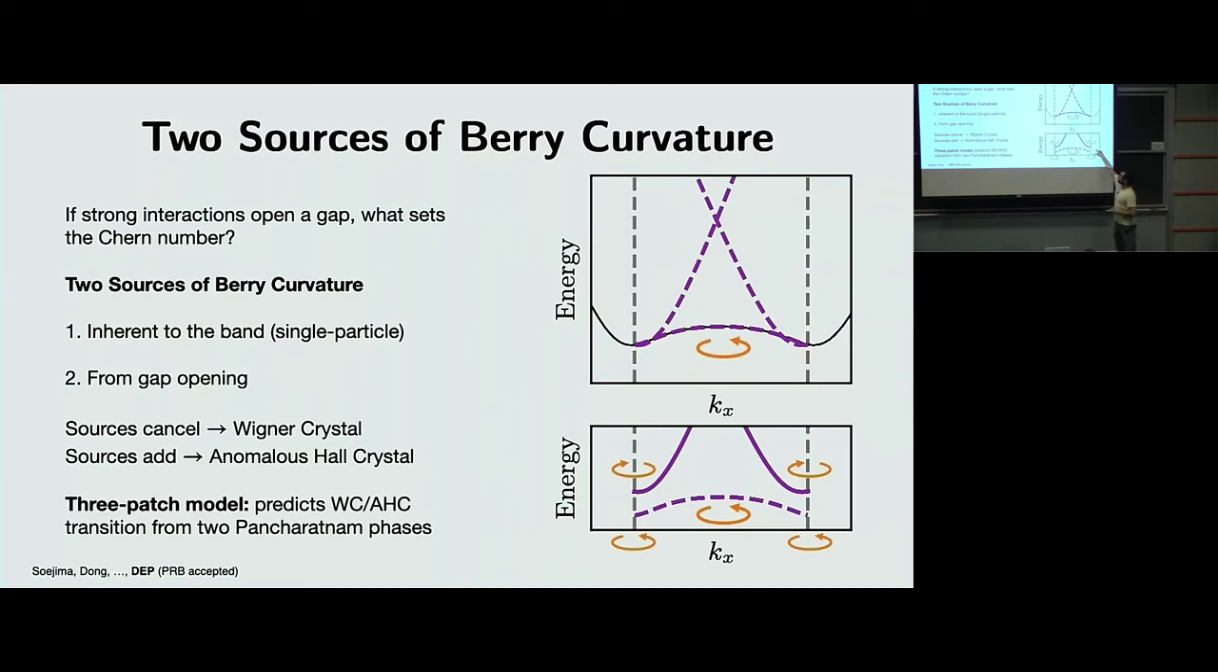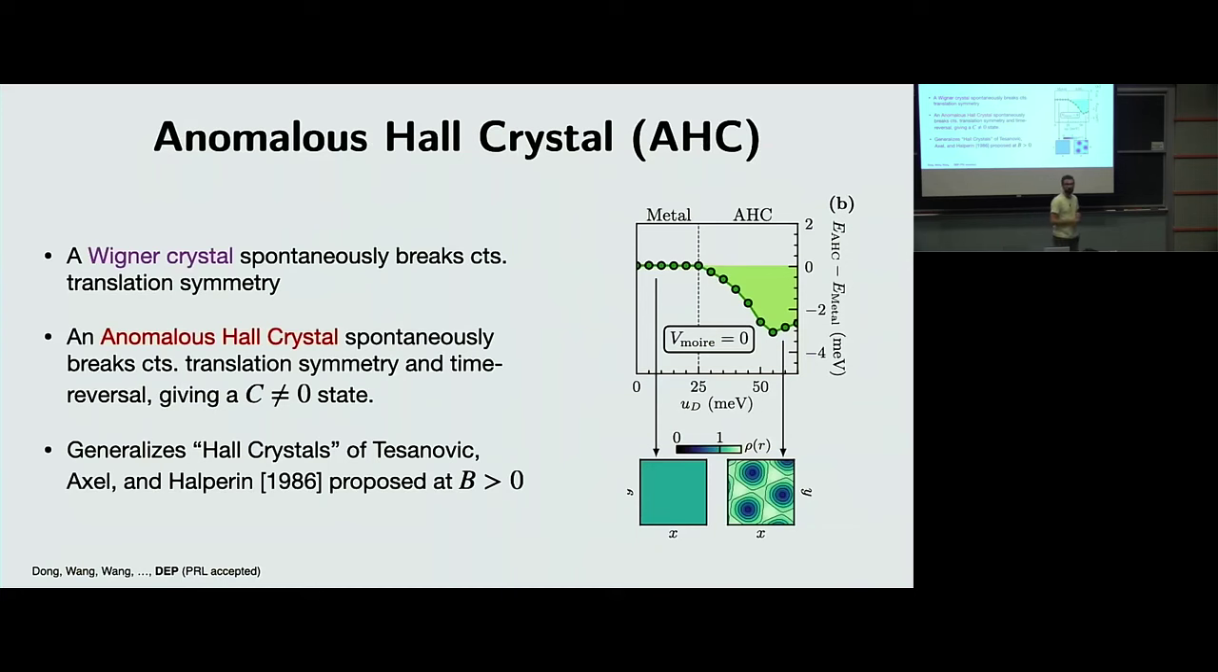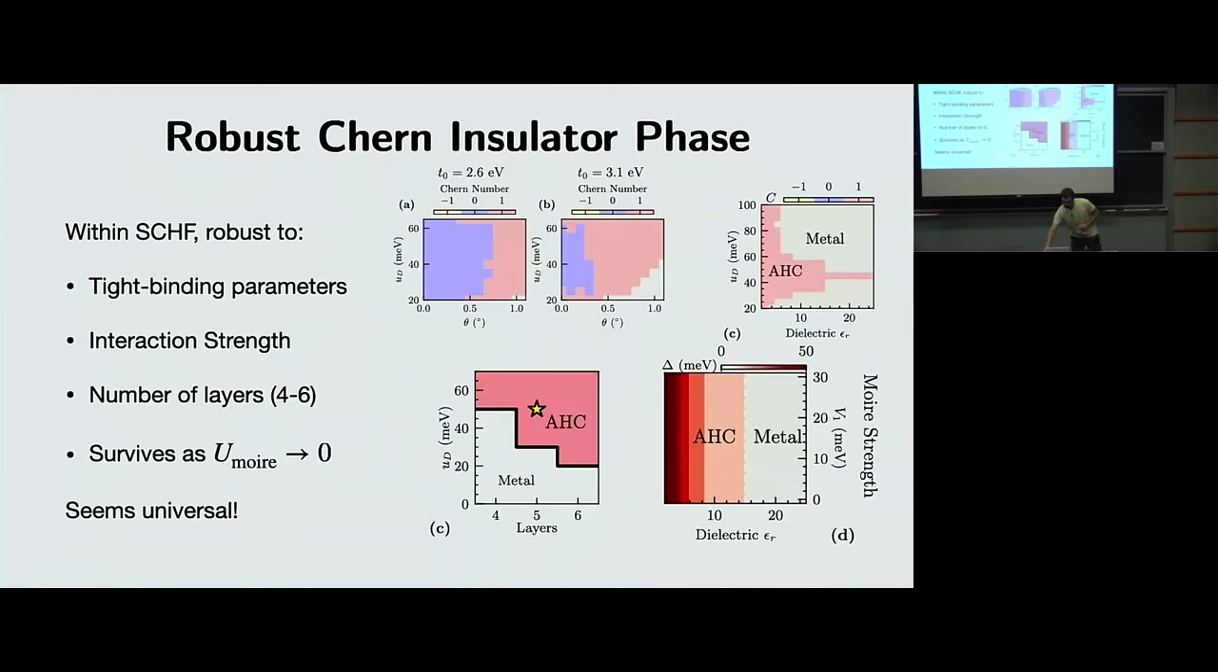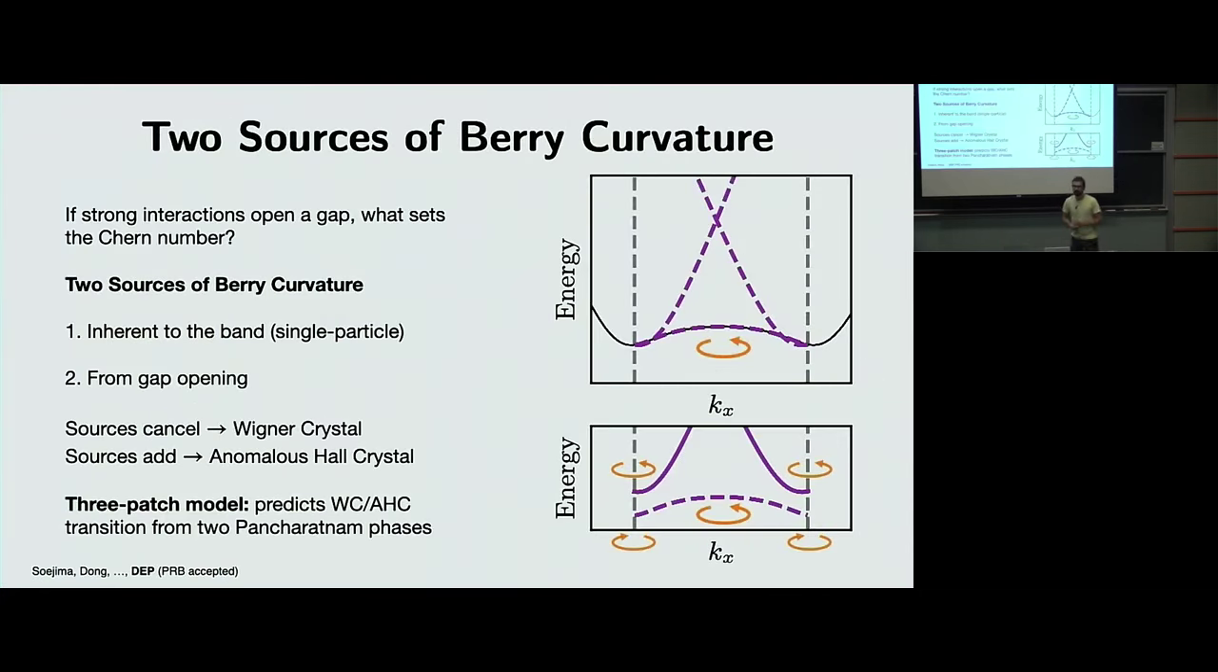Once you open up a gap, then just as adding a mass to a Dirac cone can give you a lot of Berry curvature, opening up the gap here can also give you additional Berry curvature. So we now have two sources of Berry curvature: the Berry curvature inherent to the band and the Berry curvature from the gap opening. And depending on which way the gap opens, those could either be the same or opposite Berry curvatures. So if they're opposite, they can cancel out, giving you Chern 0. Or they can add, giving you Chern 1.